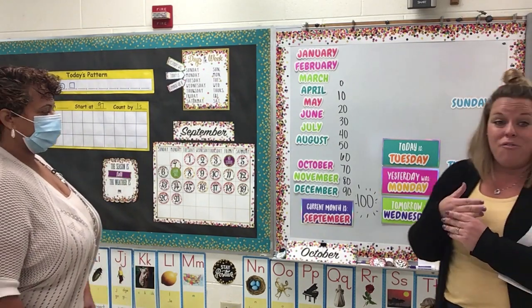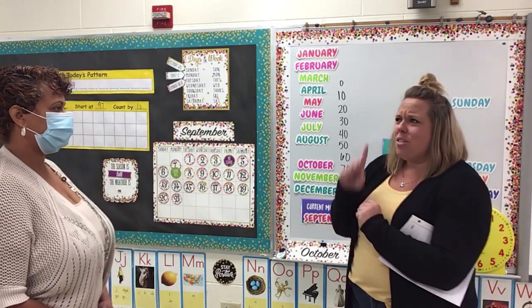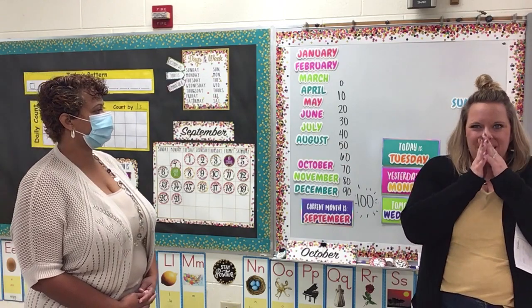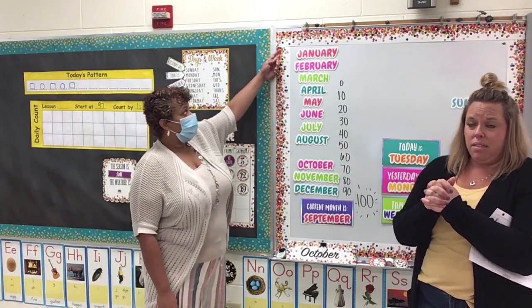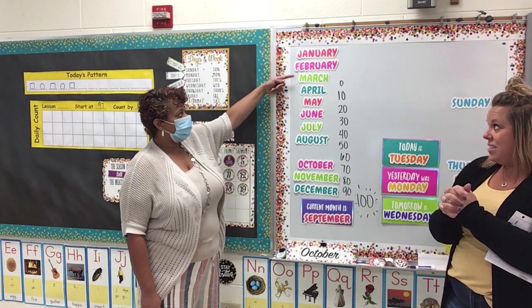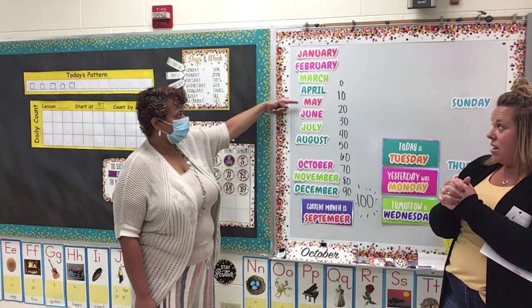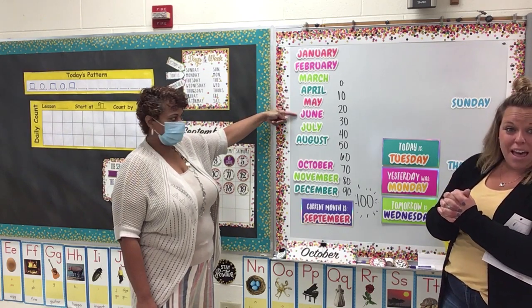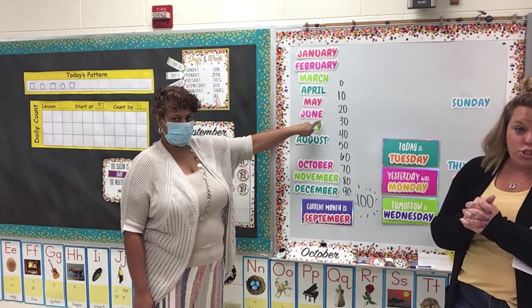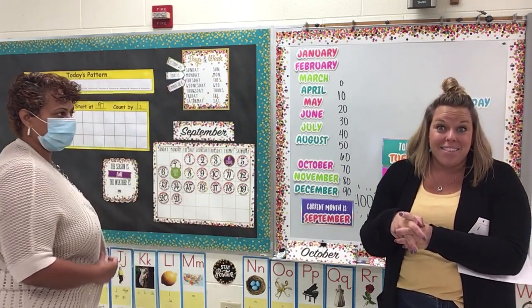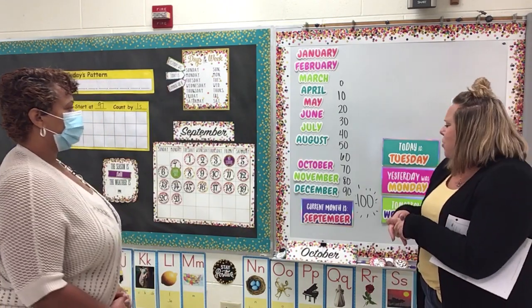So, what is the 5th day of the week? Right, Thursday would be the 5th day of the week. Let's go to the months and think about it that way. What is the 6th month of the year? The 6th month. 1st, 2nd, 3rd, 4th, 5th, 6th. What is that month? That's the month of June. June would be the 6th month of the year. Good for you.